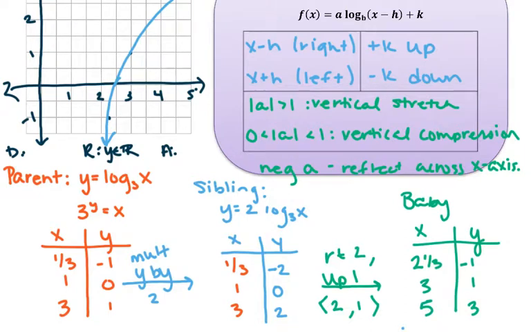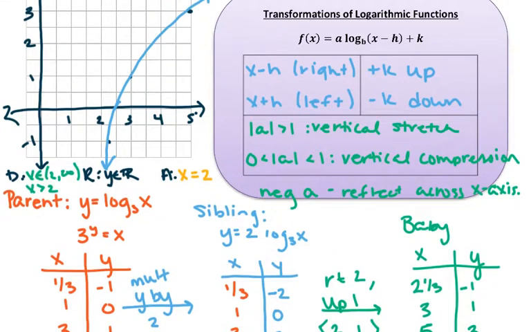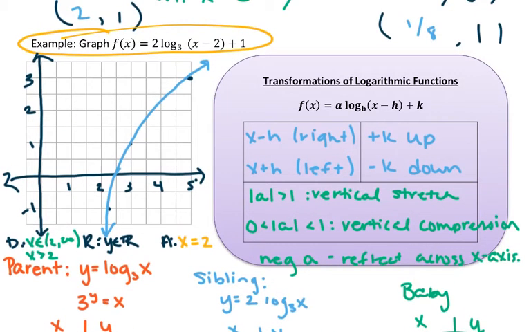So your domain is going to be x is an element from 2 to infinity, or you can say x is greater than 2. Either way, it doesn't matter. And then that 2 is your asymptote. So you have a vertical line at x equals 2. And we want to make sure that we always graph that asymptote also as a dashed line, so you can see that you're approaching it.